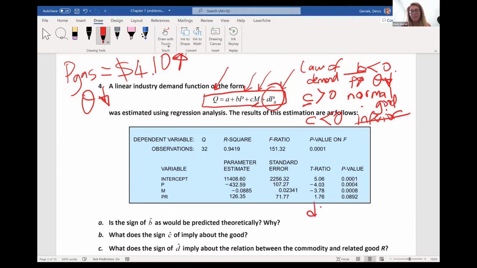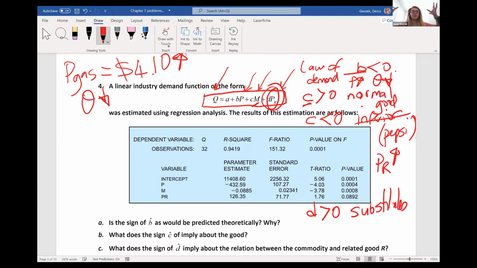How about D? If D is positive, these are substitutes, because this is the price of something related. Which means when the price of the related good goes up, for instance Pepsi, this happened to me. I'm a big Diet Coke drinker. If the price of Diet Coke goes up and it's $10 per 12-pack, I don't care about taste, I'm going to consume more of the other one. So again, price of Pepsi goes up, quantity of Coca-Cola sold goes up.